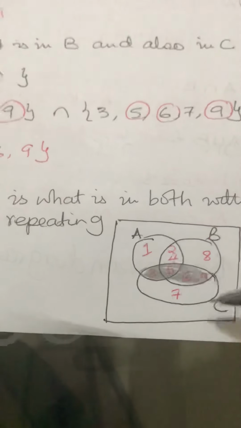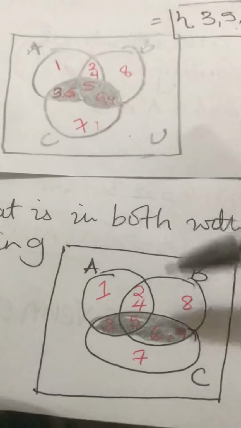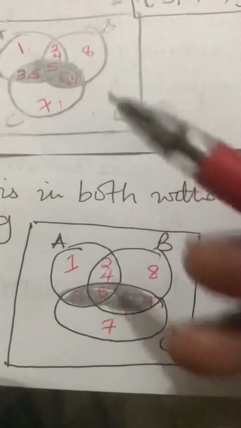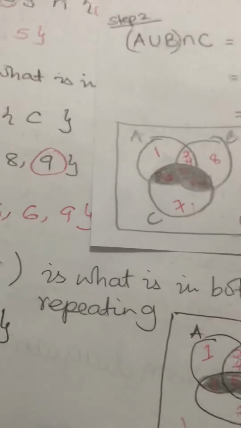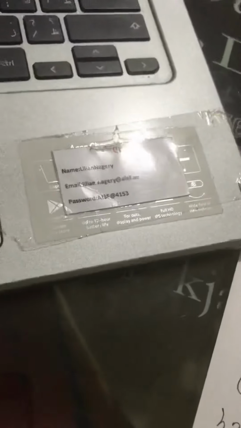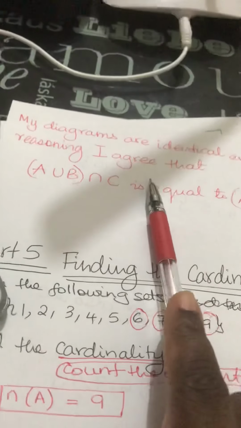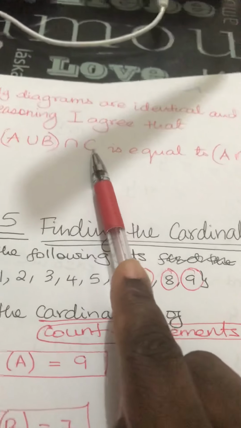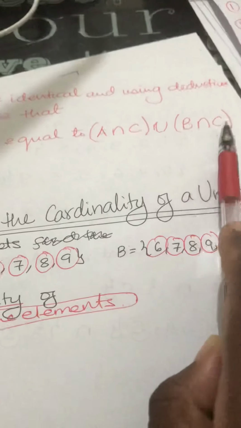Now using my picture, where do I see 3, 5, 6, 9? I colored. Now, if you compare my 2 diagrams, they look exactly the same. This picture is exactly the same as that picture. Okay? So then I write my statement. My diagrams are identical, and using deductive reasoning, I agree that A union B intersection C is equal to A intersection C union B intersection C.